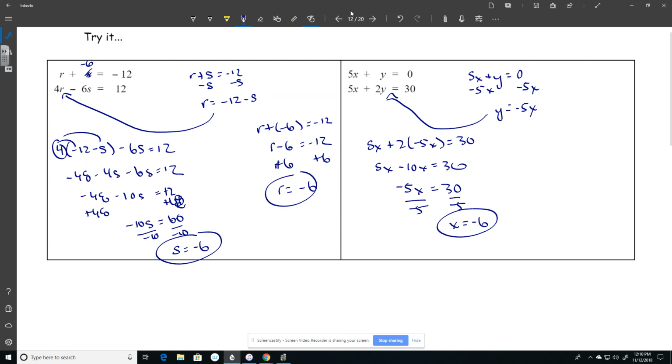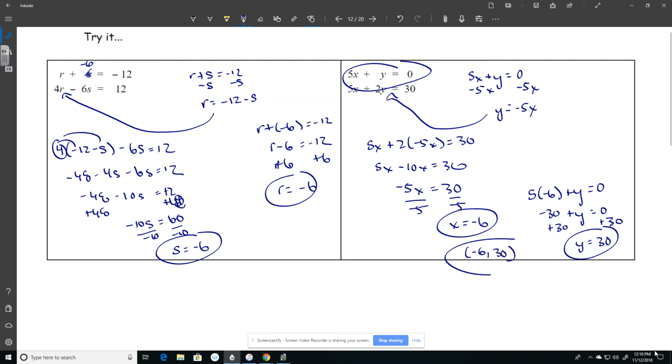So I'm going to plug it into this first one right here. So 5 times negative 6 plus y equals 0. So negative 30 plus y equals 0. So when I add 30 to both sides, y is equal to 30. So my solution would be negative 6, 30. And that would solve both of my equations.